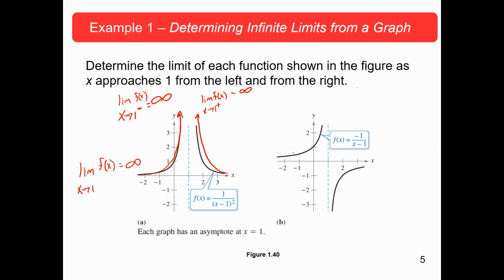Now on the second one, if we look at the limit as x approaches 1 from the left, so we're approaching 1, it's going up towards positive infinity. But what about if we approach from the right? So we're getting closer and closer. It's going towards negative infinity. Since the infinities are different, that means that the limit as x approaches 1 of f of x doesn't exist.